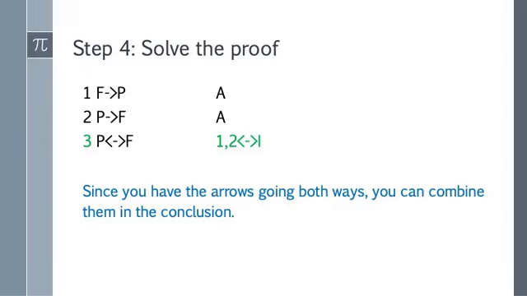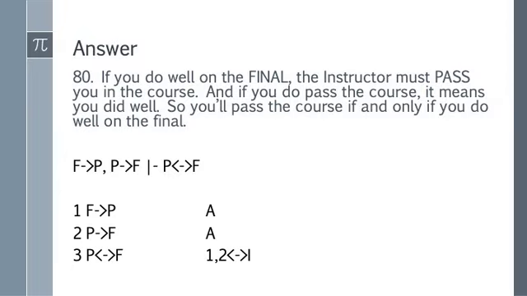It just means that if you need a double arrow at the bottom, you just need those two letters pointing to each other. You need to somehow get P arrow F and F arrow P, and you do have both of those as assumptions already in the problem. So line 3 is just 1 and 2 double arrow in. Because it's combining two arrows, you need to have two lines, right? It's a 2-line rule. So since you have the arrows going both ways, you can combine them in the conclusion, 1, 2, double arrow in. Here's the answer with the sequent and the proof.